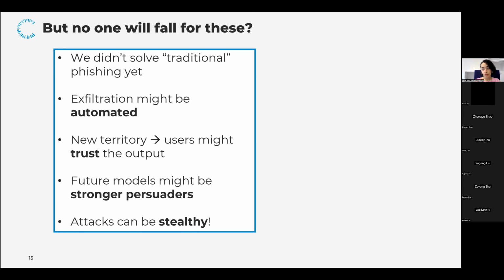And also, this is a new territory, right? By now users might have learned that they shouldn't trust random emails delivered to them, but for users, this could be an official Microsoft service, right? So any output generated by this could have some authority of being official. And the other thing is that future models can be strong persuaders, and there are already a lot of discussions nowadays that deception might emerge in future models as a side effect of training, such as reward hacking and so on.